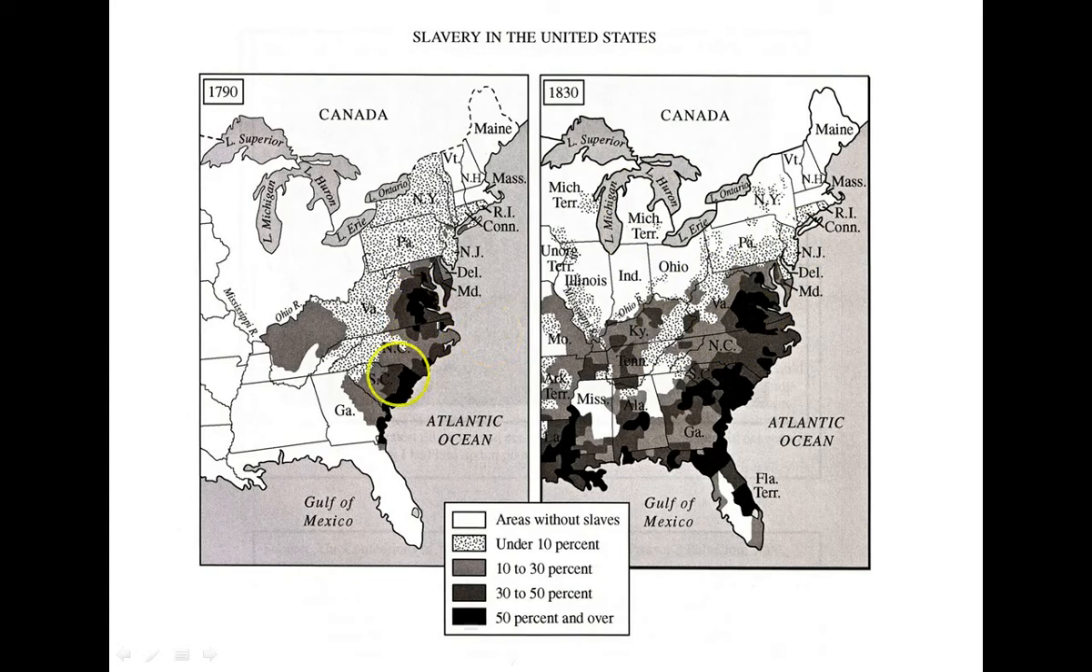But notice how on the bottom part, or the southern part of the United States, the growth of slavery expands once cotton begins to really expand here. So, a very interesting map that shows the growth of slavery in the United States.